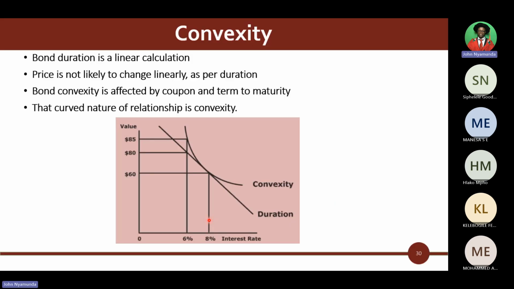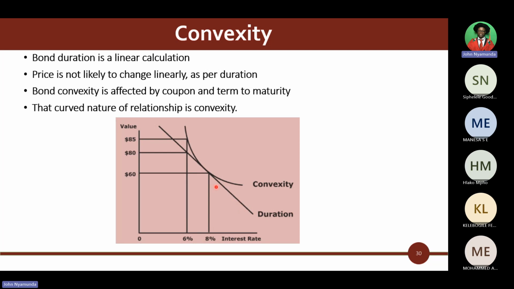Okay, now let's do our last thing, because we're left with 14 minutes. When we're calculating duration, it estimates that the price of the bond will go down in a straight line. I'm just telling you theory. This theory doesn't come in an exam, but you might be interested in understanding what this convexity story is.